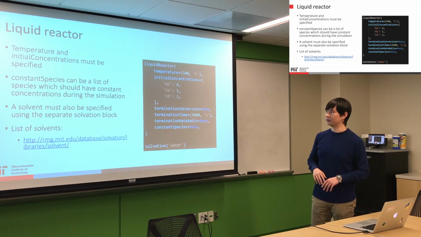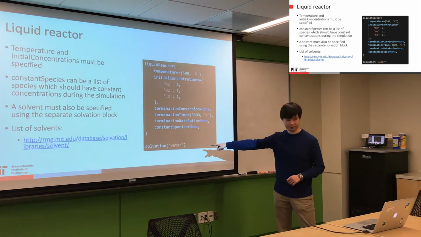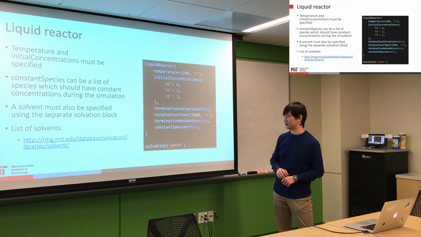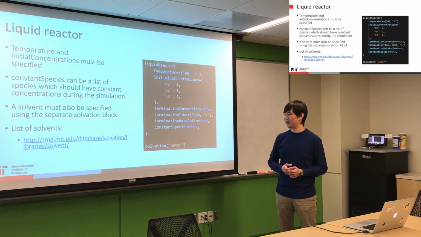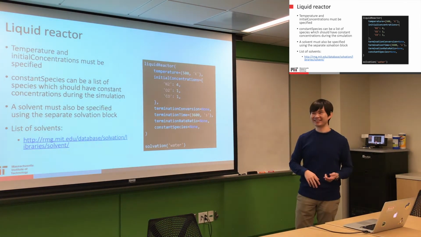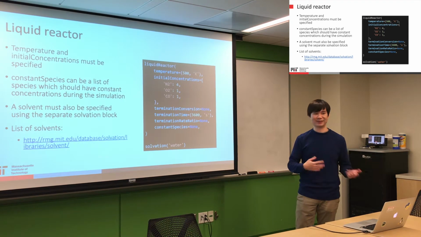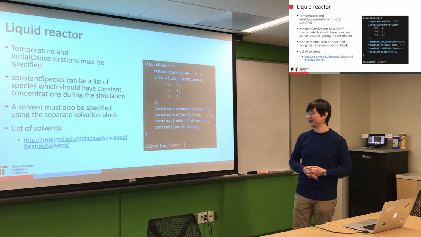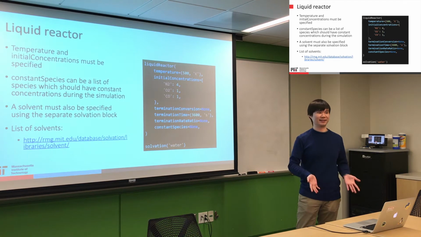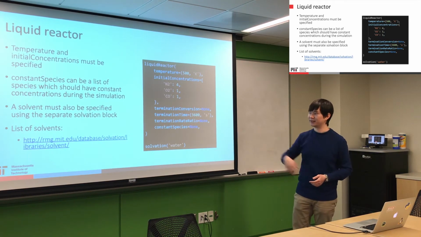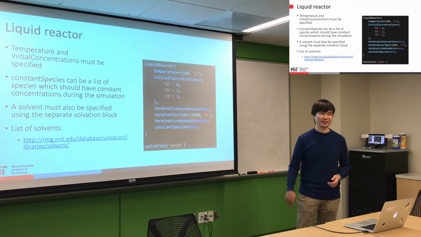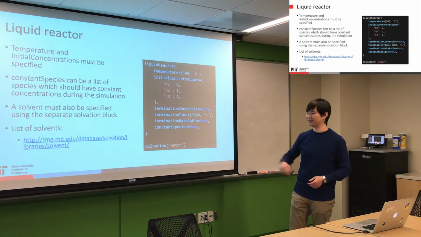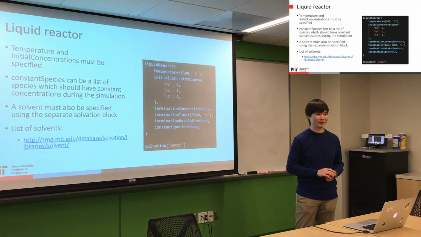The other requirement for using a liquid reactor is specifying a solvent. You do that with this separate block called solvation, and it takes a string referring to the label of a solvent. It has to be an RMG supported solvent. I think there's a list of maybe a dozen or two dozen solvents that are supported in RMG, the key requirement being that we must have solvation corrections. There's a list on the RMG website. If you go to the database, solvation, libraries, solvent, there's a full list of all the solvents that are supported. And then if you find a label, you can specify that here.